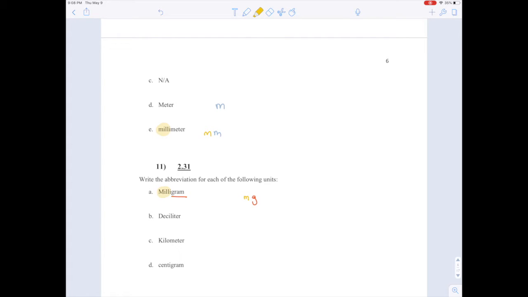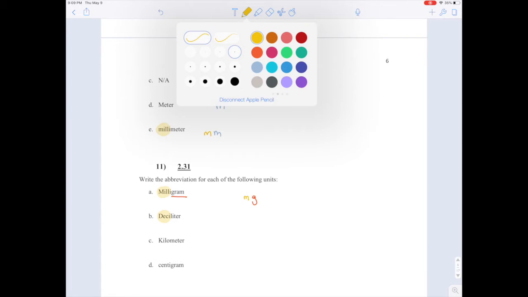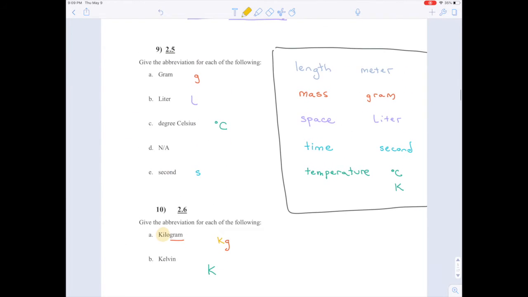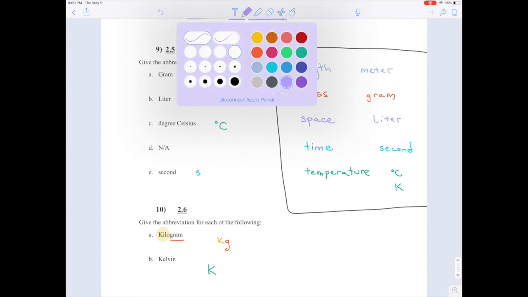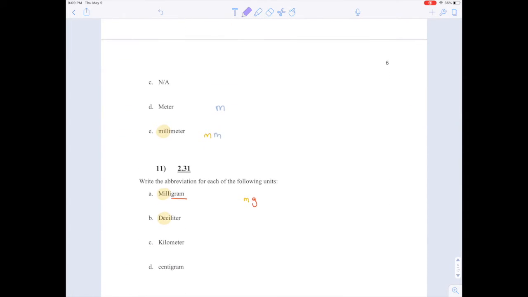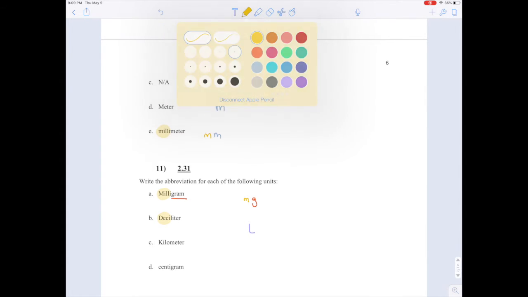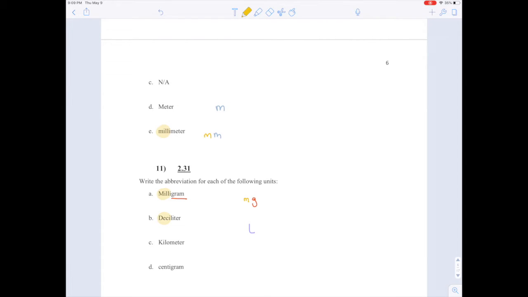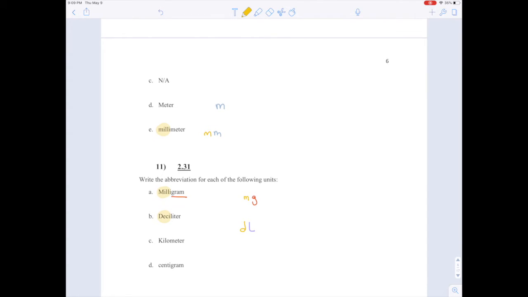Deciliter. Now we can recognize liter. We saw that as one of the fundamental units, and so we see that deci is a prefix. Liter, which we saw up here, was the unit of space. The metric unit for space, how much space something takes up. So we have the liter, and the abbreviation for the liter is a capital L, and deci means a tenth, and so that's a lowercase d, is the abbreviation for deci.